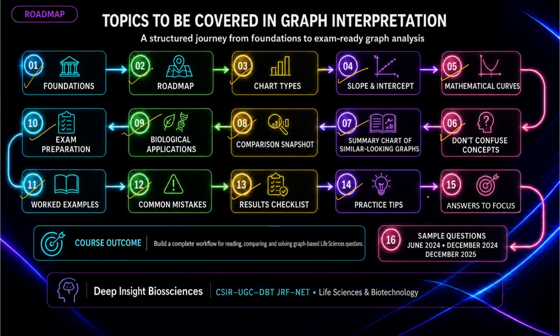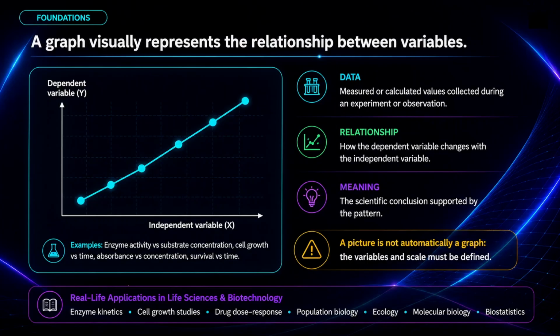In answers to focus, we will discuss how to identify the most likely correct answer by interpreting graphs efficiently. This is especially helpful for multiple choice questions. And the last one, sample questions, in which we will solve actual graph-based questions from recent CSIR-UGC NET examinations. This will help you apply everything you have learned in a real exam setting. Now, before we learn how to read different types of graphs, let us first answer a very basic question.